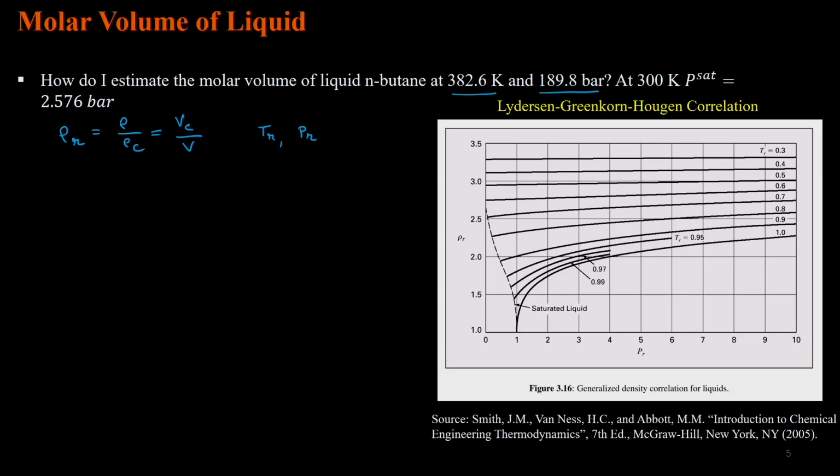For example, in this scenario, I can calculate what Tr and Pr will be. Tr would be 382.6 over 425.1, which would be 0.9, and Pr will be 189.8 over Pc. Again, Pc in this case was 37.96.